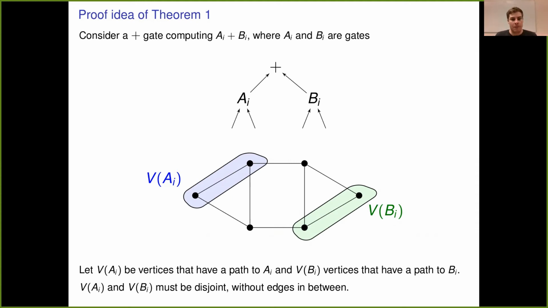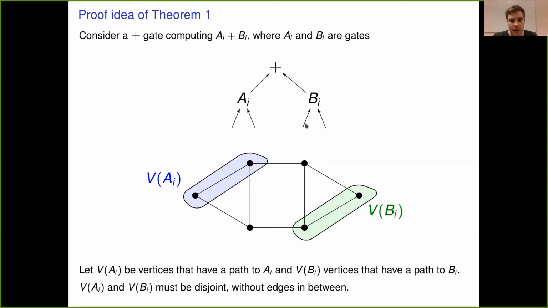Okay, now let's go into the proof ideas, or the proof idea of theorem 1, which was the exponential lower bound in tree width divided by maximum degree. So let's make some observations on ambiguous circuits. Let's consider a plus gate with inputs AI and BI that are some gates. Let's say V of AI is the set of vertices from which there is a path in the circuit to gate AI, and V of BI the vertices from which there is a path in the circuit to gate BI.